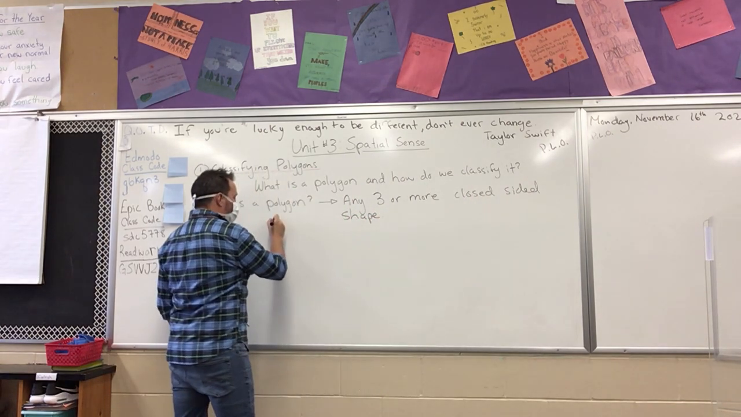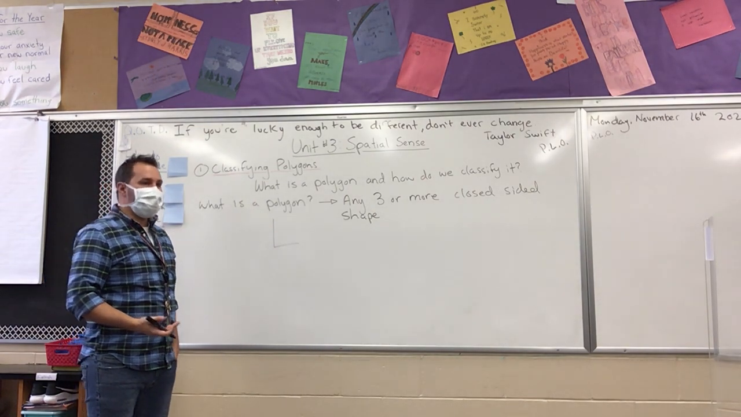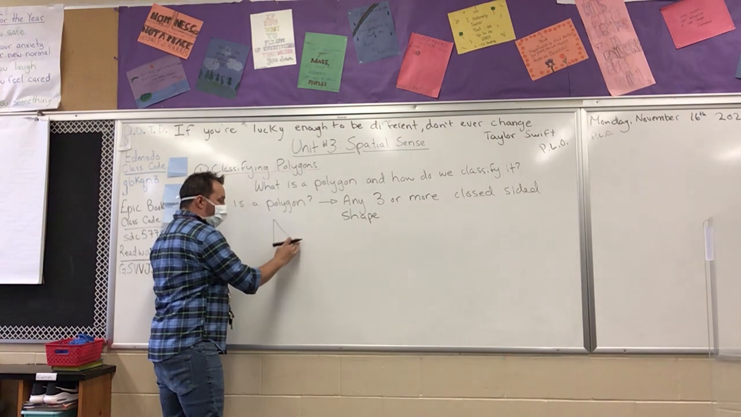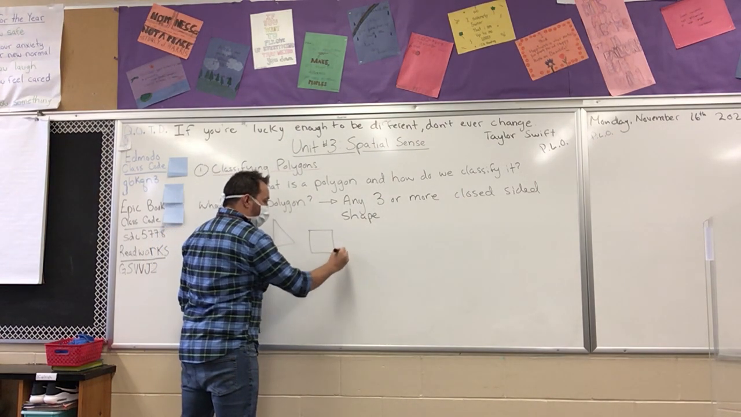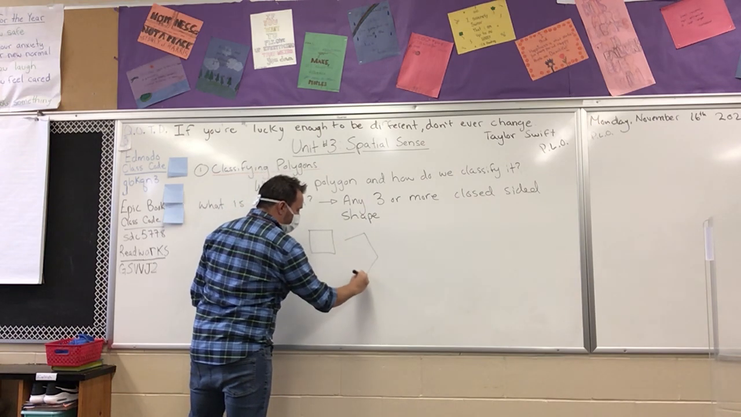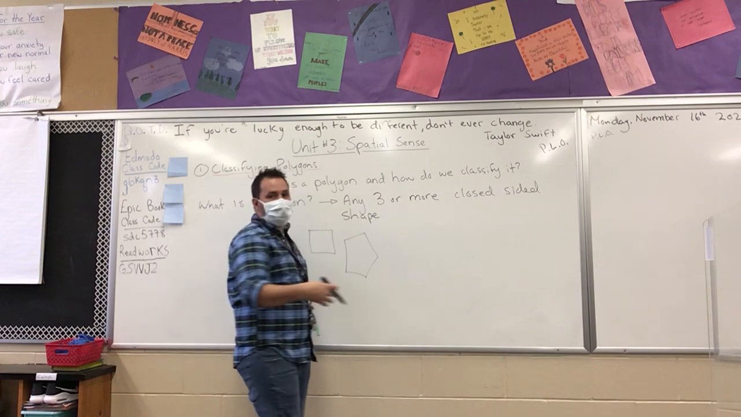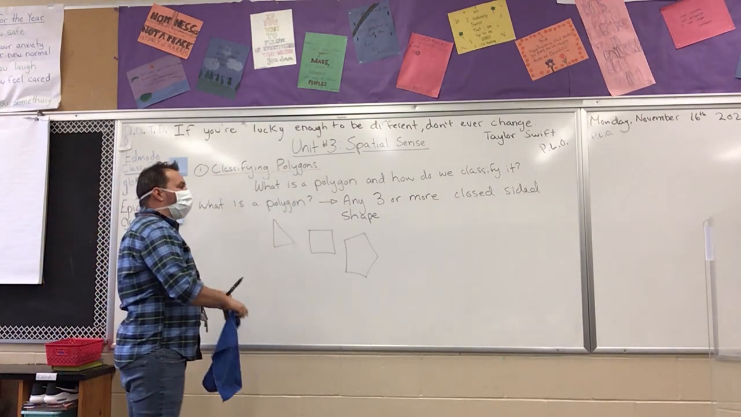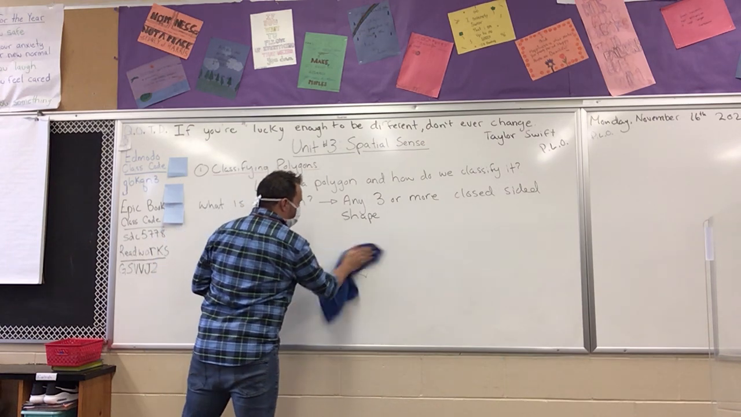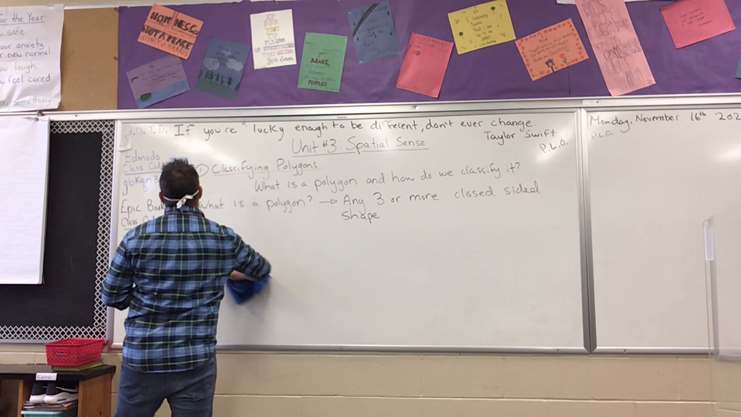We can't have a two-sided shape because that's an angle, right? Close it off, 3 sides, 4 sides, 5 sides, right? 6 sides, we can continue. You get the idea, right? Any 3 or more closed-sided shape. That's what we've been taught. That's kind of what we think of for the most part, right?